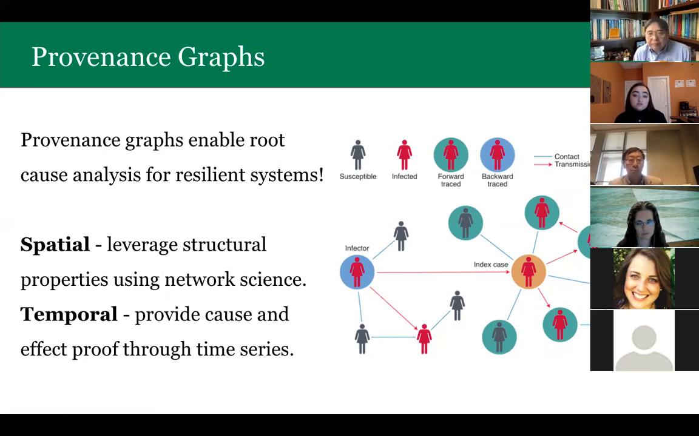And with provenance graphs, there are 2 properties here that we particularly want to capture when we're doing our graph learning. One is the spatial properties. So this is network science. You want to leverage the structural properties of the nodes, the in degrees, out degrees, betweenness, centrality, those kinds of things. Then you also want to look at the temporal properties. So if you can take your static graphs and model them in a multivariate time series, you can look at cause and effect of what's happening in the system.